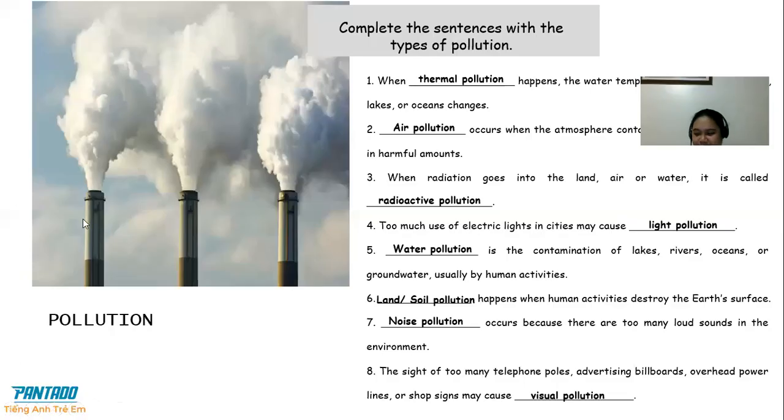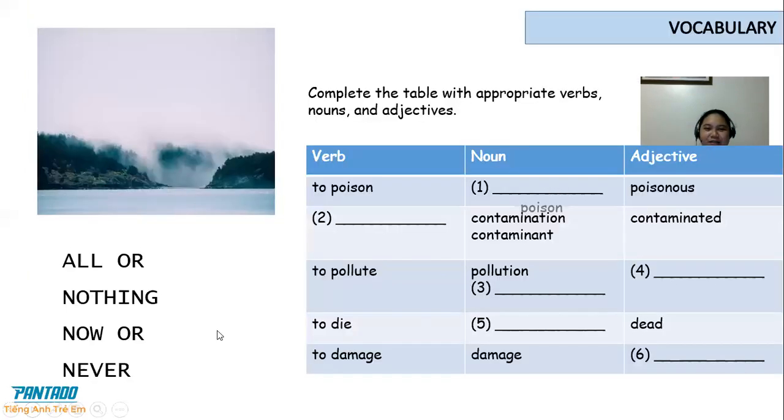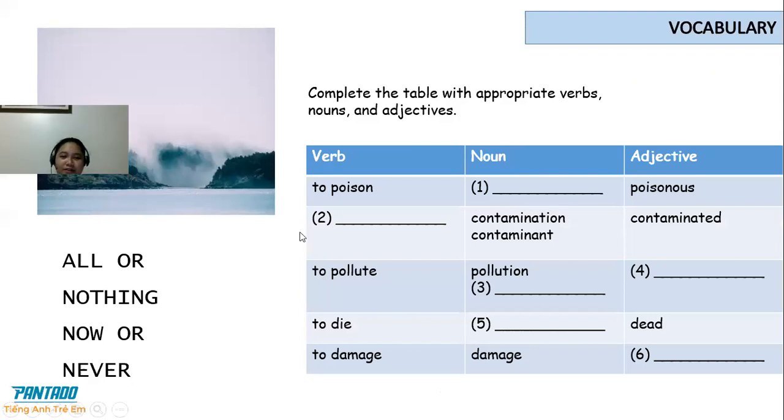All right, so yeah, you got all the correct answers. Good job. So we have another one. Vocabulary. Complete the table with appropriate verbs, nouns, and adjectives. For example, verb: to poison, noun: poison, adjective: poisonous. So can you do numbers 2 to 6?